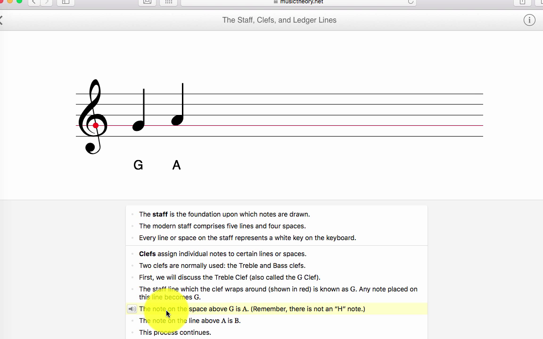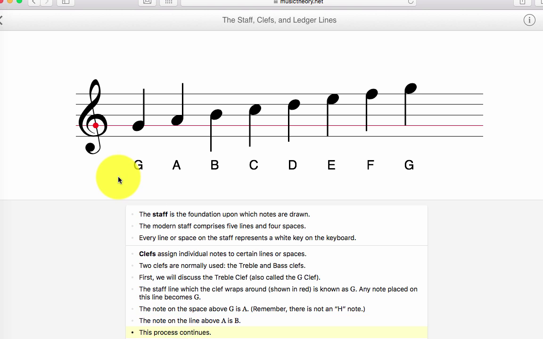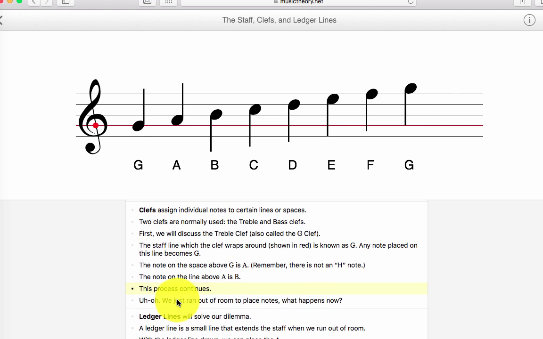The note on the space above G is A. G, A. The note on the line above A is B. The process continues. G, A, B, C, D, E, F, G. Oh no! We just ran out of room to place notes. What happens now?